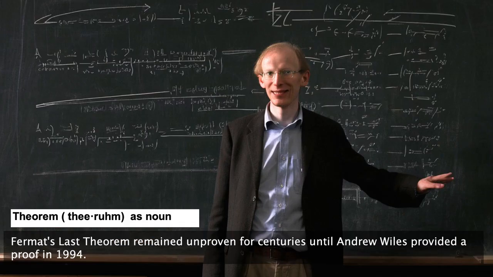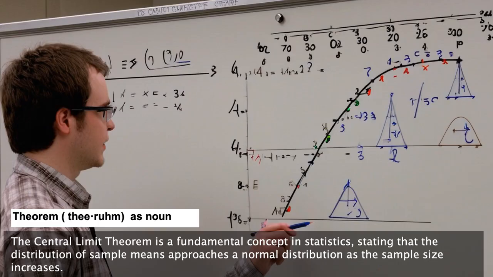Fermat's last theorem remained unproven for centuries until Andrew Wiles provided a proof in 1994. The central limit theorem is a fundamental concept in statistics, stating that the distribution of sample means approaches a normal distribution as the sample size increases.